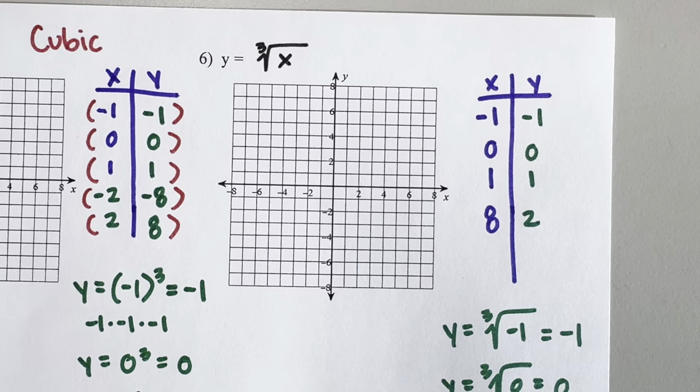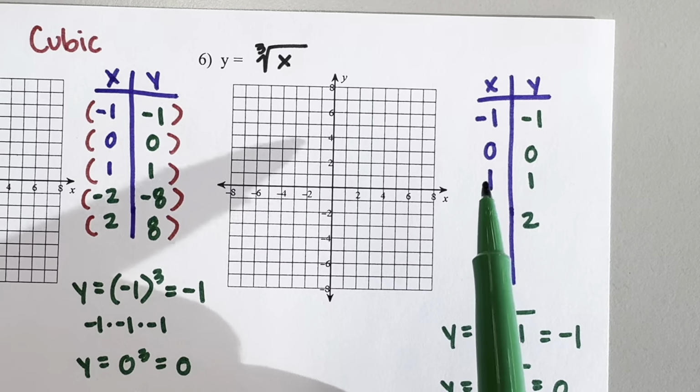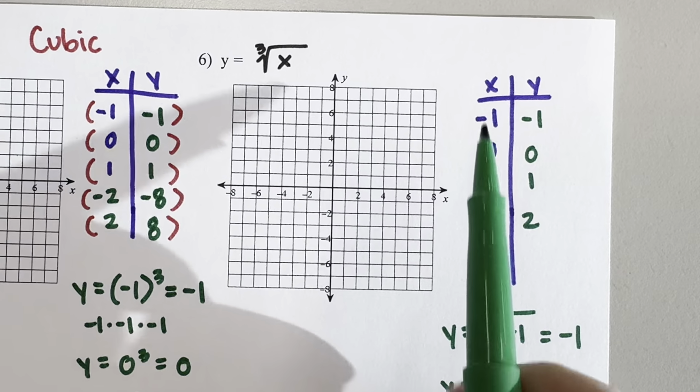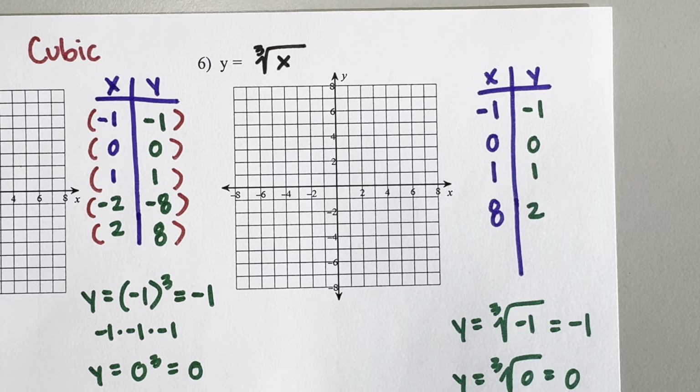And remember how I said these guys are the inverses of each other? Well, what do we know about inverses? The x's and the y's just flipped. Hint, hint. My y's became my x's. My x's became my y's. Ooh, cool. So let's see what it looks like on the graph.